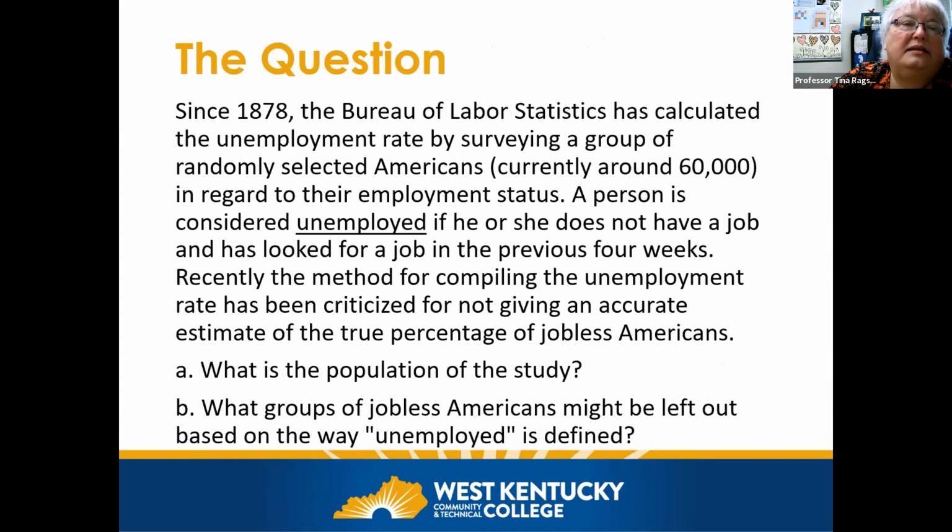Since 1878, the Bureau of Labor and Statistics has calculated the unemployment rate by surveying a group of randomly selected Americans, currently around 60,000 at the time this question was written. In regard to employment status, a person is considered unemployed if he or she does not have a job or has looked for a job in the previous 4 weeks. Recently, the method for compiling the unemployment rate has been criticized for not giving an accurate estimate of the true percentage of jobless Americans. What is the population of the study?